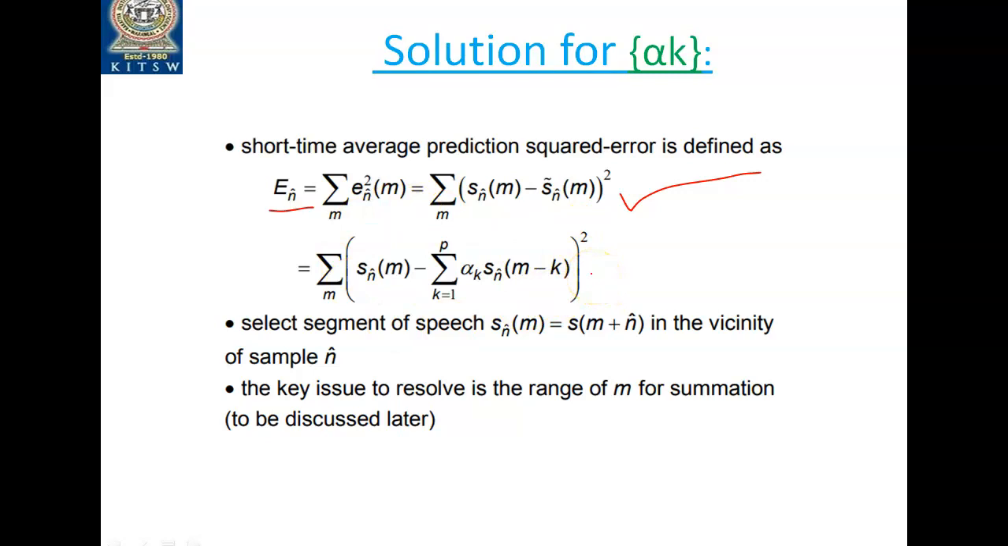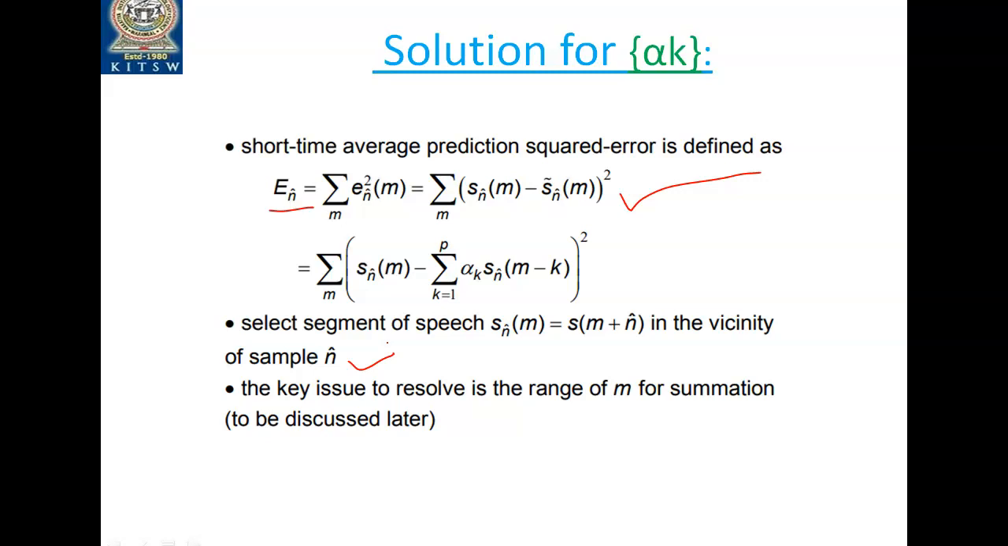So what we are doing is selecting a segment of speech. We apply the window technique and take only that segment of the speech, in the vicinity of the sample value n. The key issue to resolve is the range of m for the summation. That is very important, because normally we look at it in a generalized manner, taking the summation from m equal to minus infinity to infinity, the complete set of values, but that is not our interest.